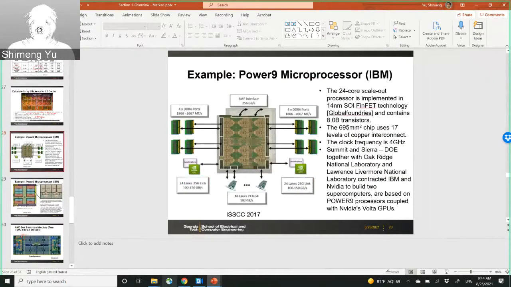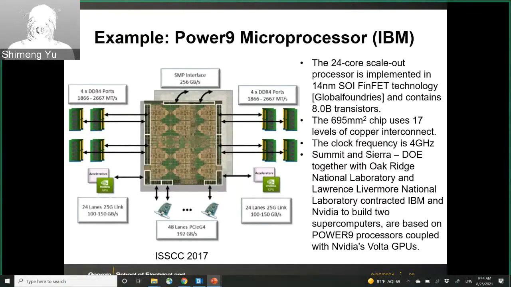So let's take a look at some other examples for the processor. This is a POWER processor from IBM, and it was published in ISSCC 2017. ISSCC is the top tier solid state circuit conference. Here, this is a 24-core processor implemented in 14-nanometer SOI FinFET technology. SOI is silicon on insulator. And this is made by GlobalFoundries.